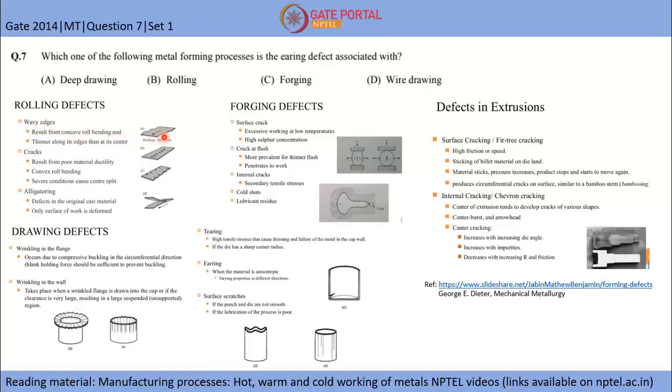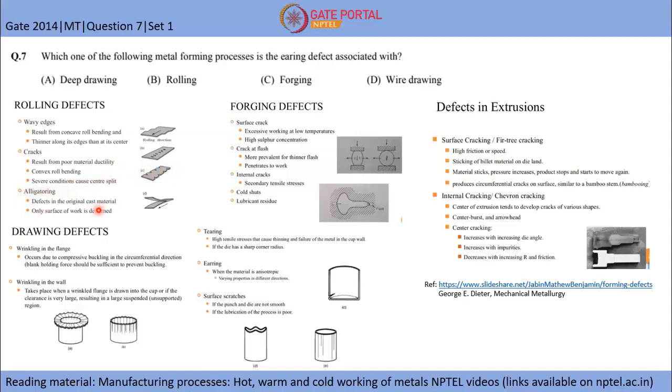Wavy edges on the sheet are formed because of concave roll bending, and the sheet is thinner along its edges than its center. Let's say I have two rolls which are concave, then the center will have higher thickness, and the edges will have lower thickness, and cracks are generated. You can see these are the center cracks and these are the edge cracks. The edge cracks result from poor material ductility. Let's say my material is magnesium and I want to pass it between the rolls. Magnesium, or any HCP material, has poor ductility. Hence these types of cracks can be observed here.